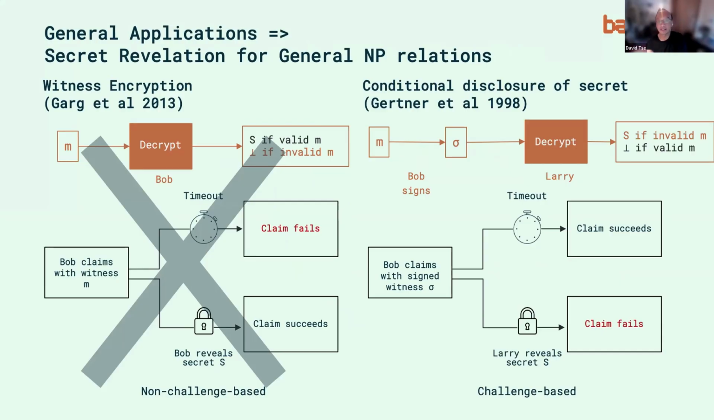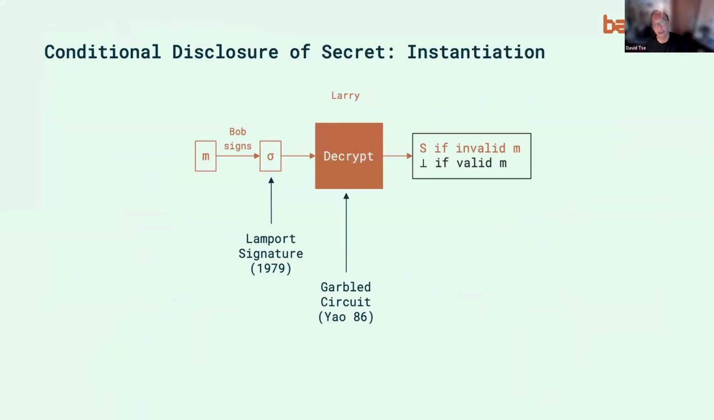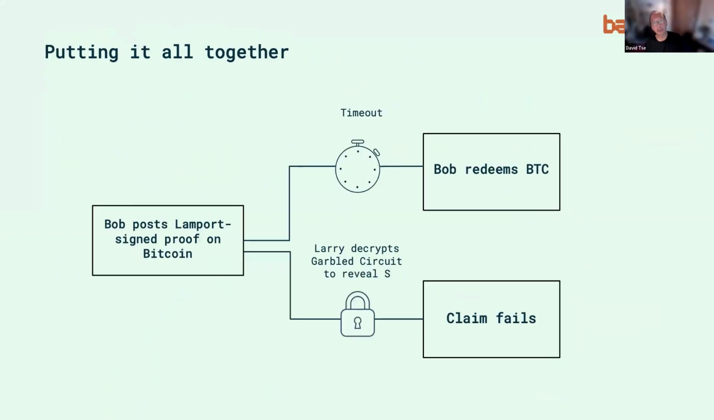That is, if Bob makes a claim and the state is incorrect, then Larry, by running all this off-chain cryptography, can extract the secret and stop the spending, okay? So this is roughly how it works. Bob would post a proof, a ZK proof, on Bitcoin. And then Larry would compute off-chain based on the proof. And if the proof is incorrect, then the garbled circuit will reveal a secret that Larry can use to stop Bob's claim. Otherwise, within 2 days, Bob can go forward and redeem the Bitcoin.